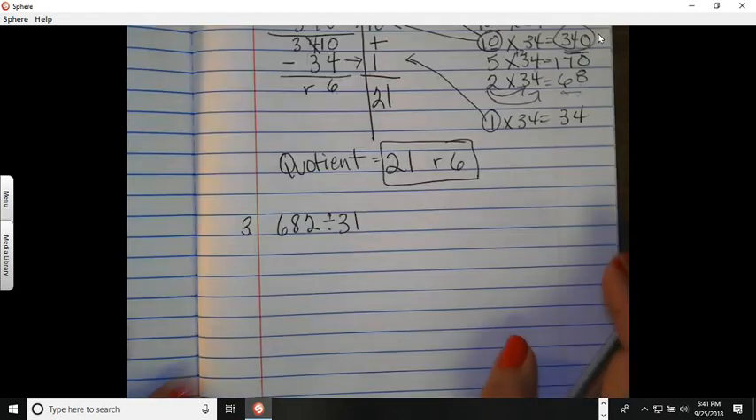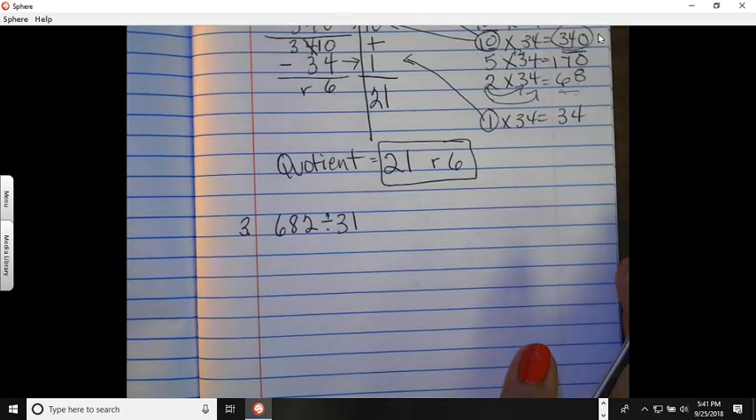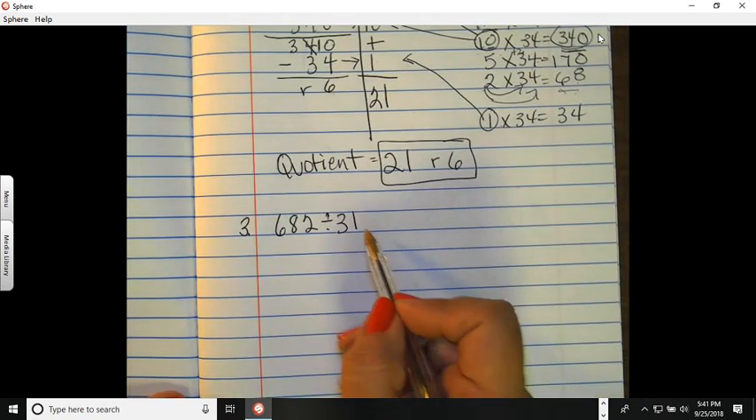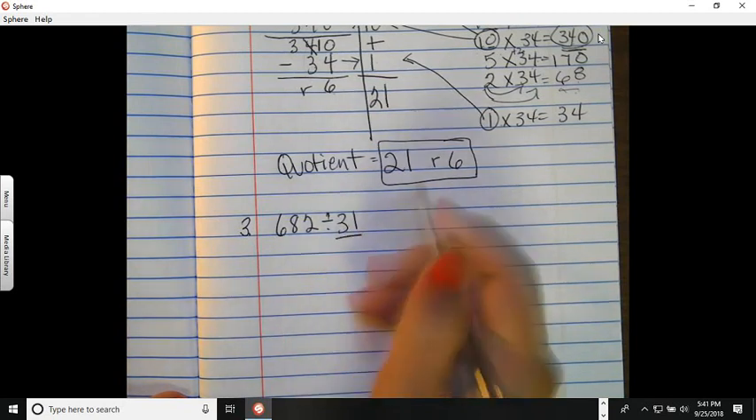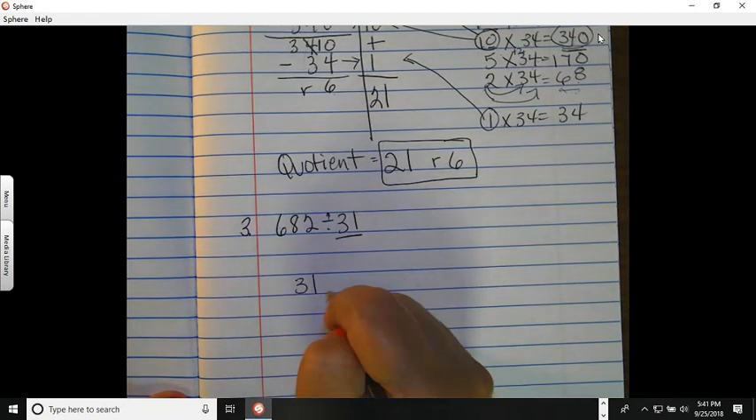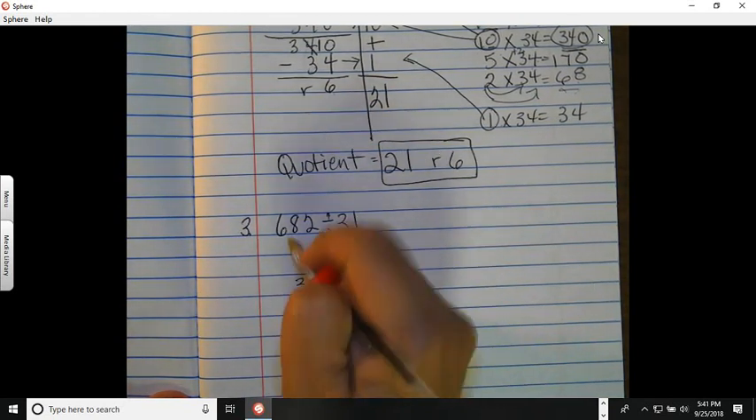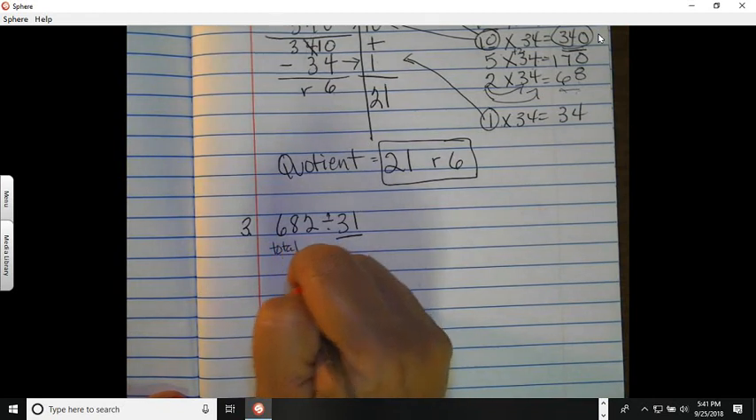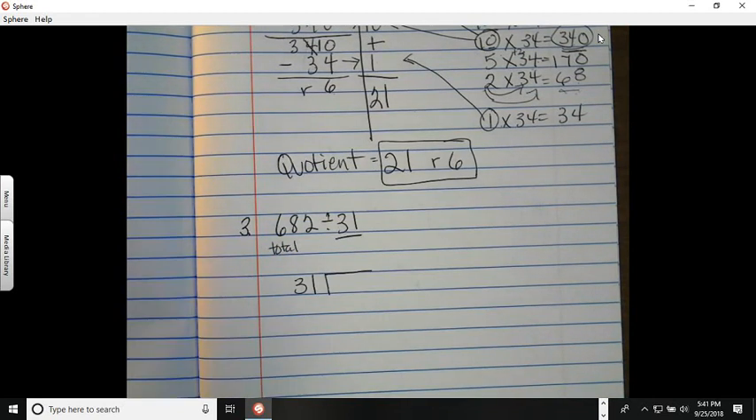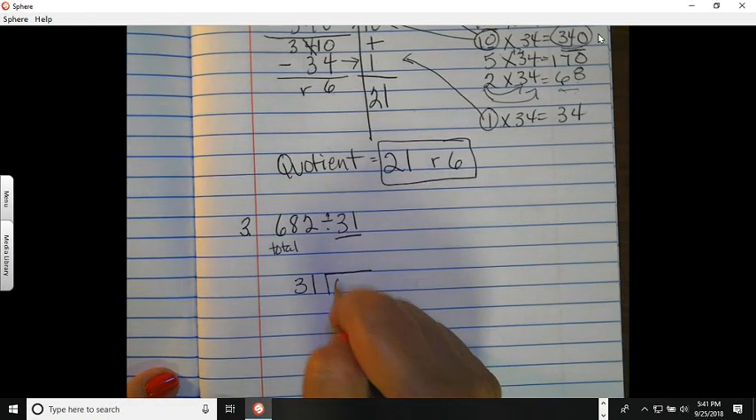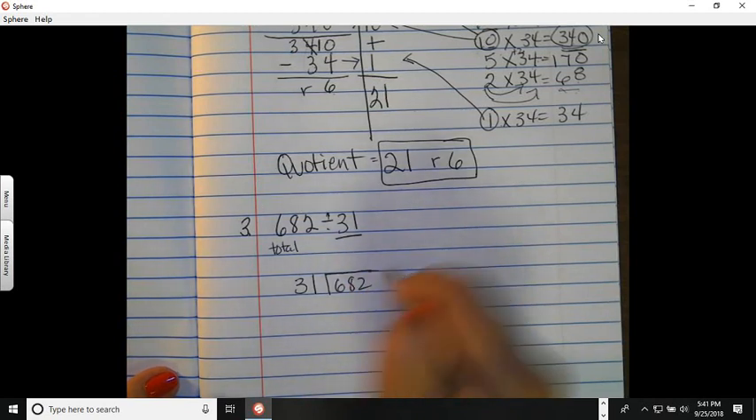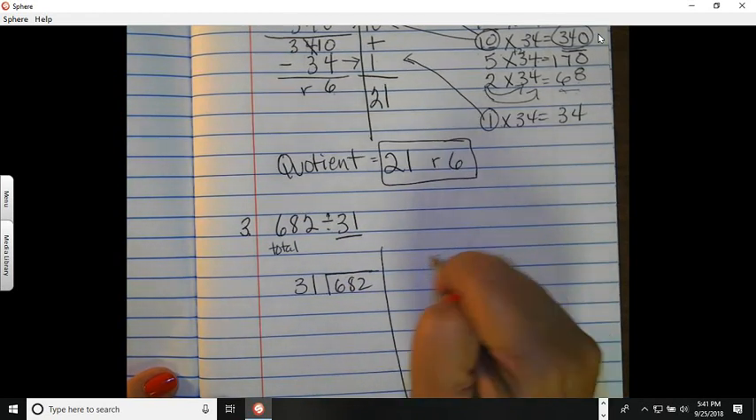Okay. All right, so I have 682 divided by 31. Again, this is my divisor. It goes on the outside. My dividend is my total number that I have. So I have 682 of something. Today we talked about cheese and pizzas. So I have 682. Again, I'm going to have my friendly numbers.